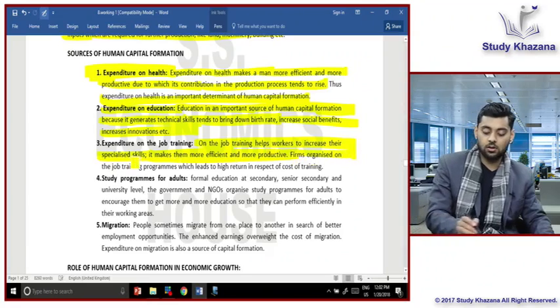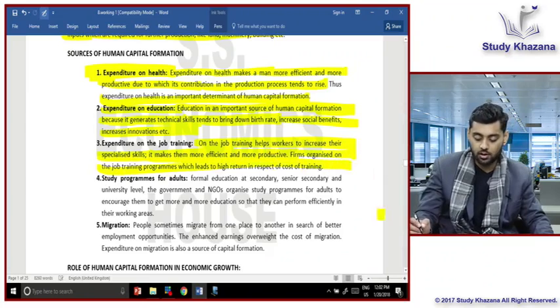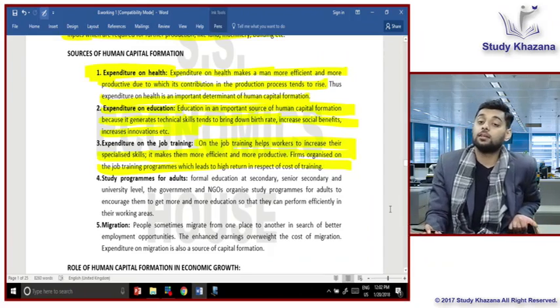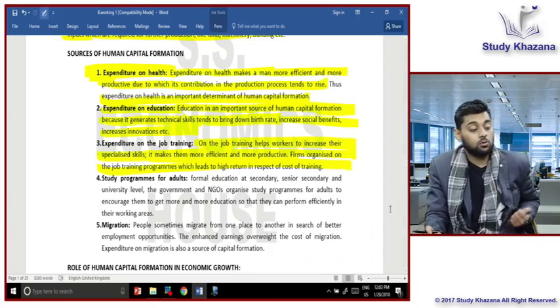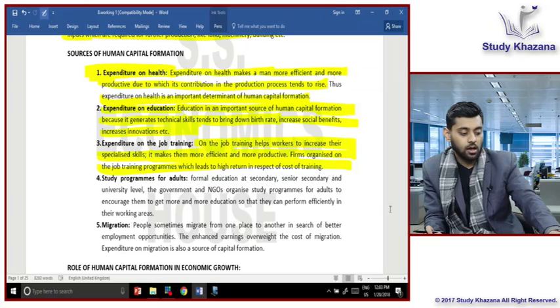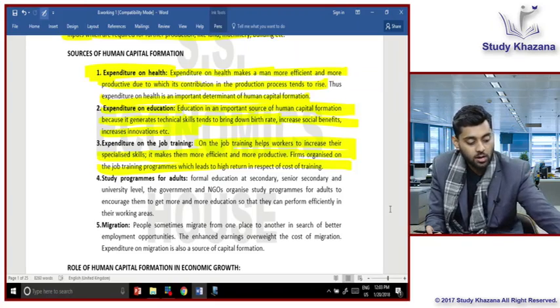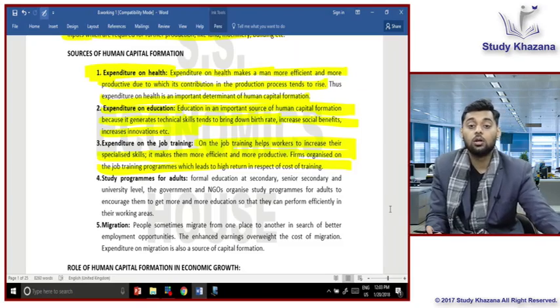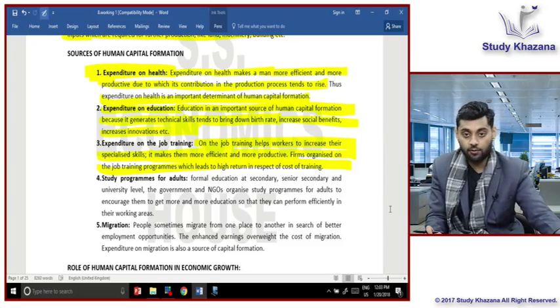Firms organize on-the-job training programs which lead to high returns in respect of the cost of training. The cost of training is really very high, we know this thing. You are just teaching someone how to work, and in return, that person is not giving you anything back. So yes, it contains some cost. So how is this beneficial? Of course, in future, when that person will work for you, surely it will give it back to the company in a more productive manner.